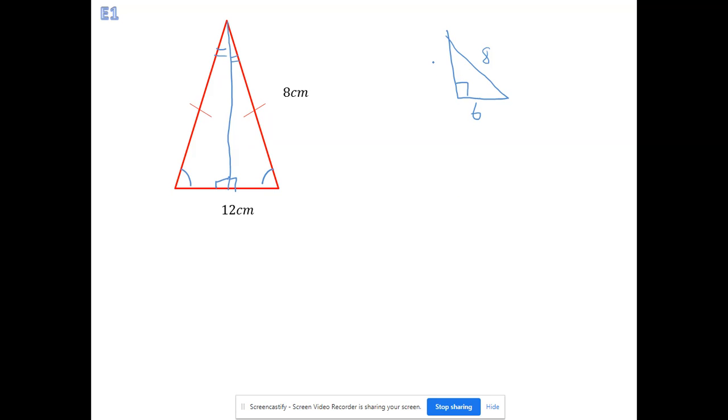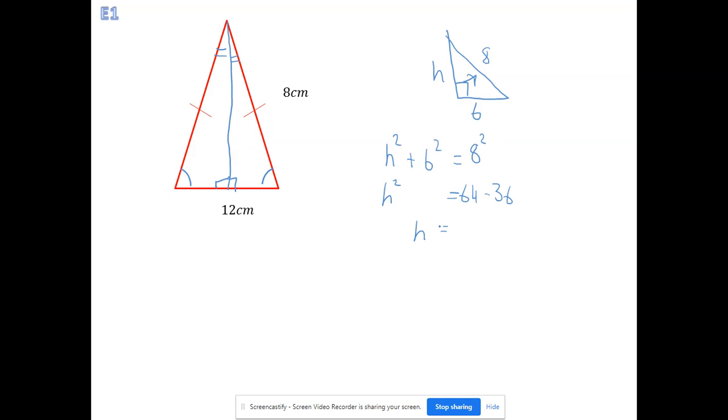So the height we need to work out, but remember that because we're pointing at this, we can use a bit of Pythagoras. Pythagoras said that the two shorter sides squared and added together is equal to the longer side squared, so h squared plus 6 squared is equal to 8 squared. We can then work this out. So we've got h squared is equal to 64 minus 36.